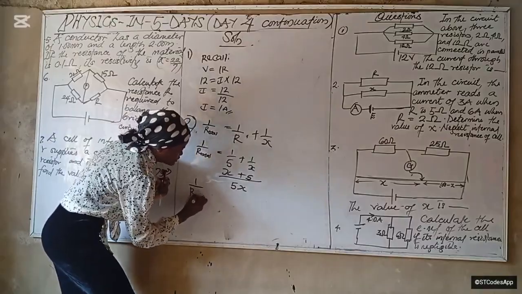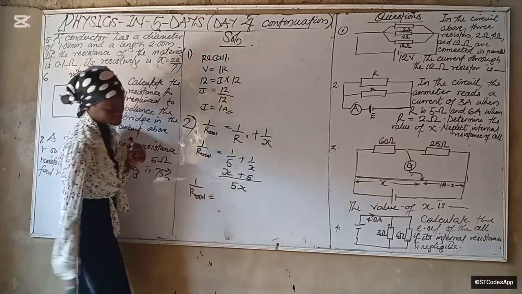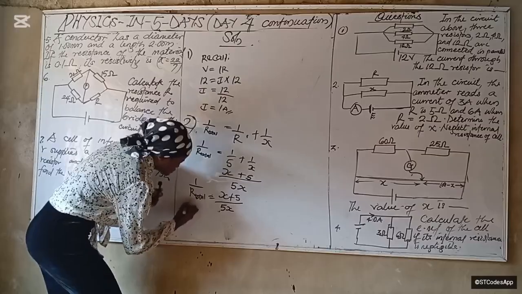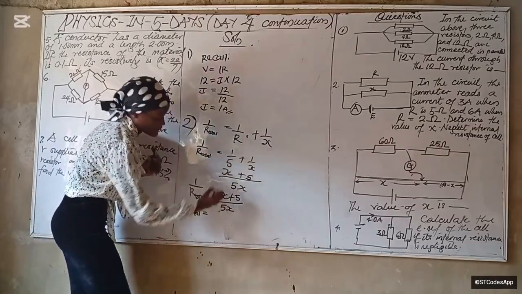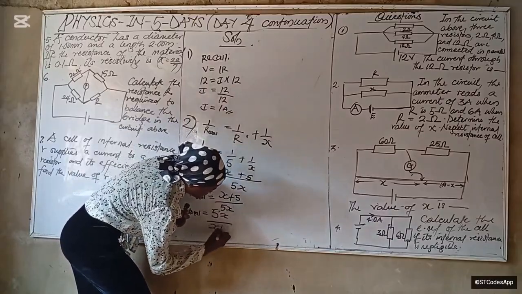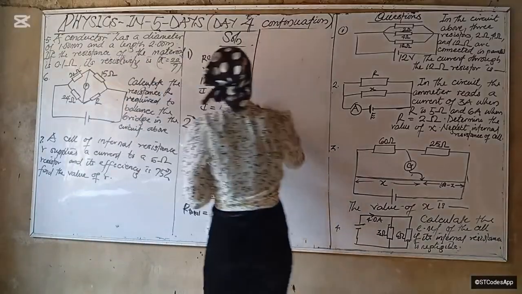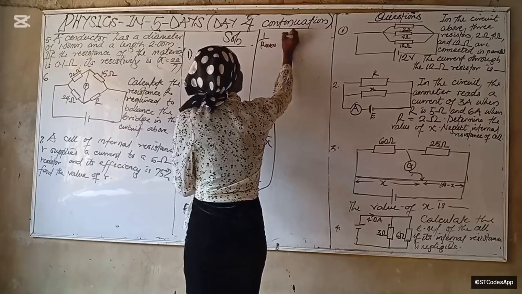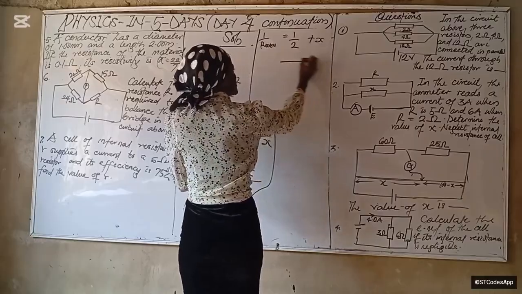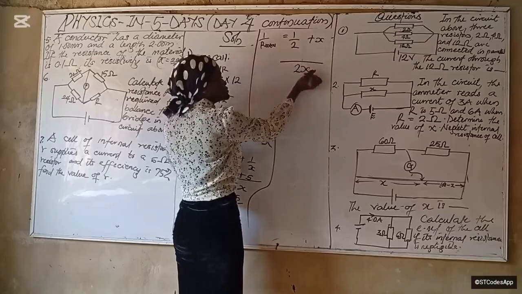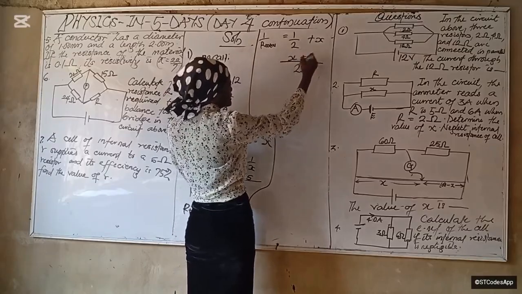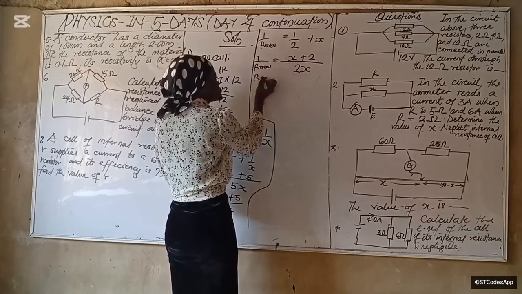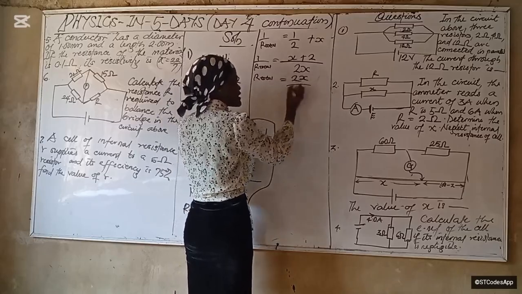5 in 5x, x, plus x in 5x, 5. So 1 over R total equals x plus 5 over 5x. R total now, we'll take the inverse, equals 5x over x plus 5. When this R is 2, 1 over R total equals 1 over 2 plus 1 over X. Also, we are going to take the LCM. We have 2x, 2 in 2x, that's x, plus x in 2x, that's 2, equals 1 over R total. So R total now equals 2x over x plus 2.